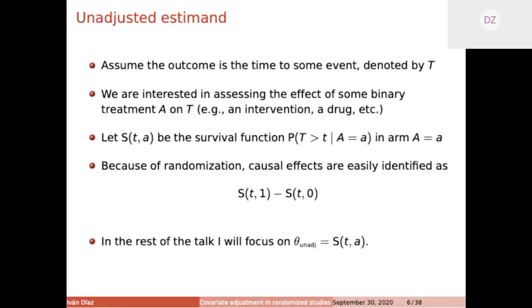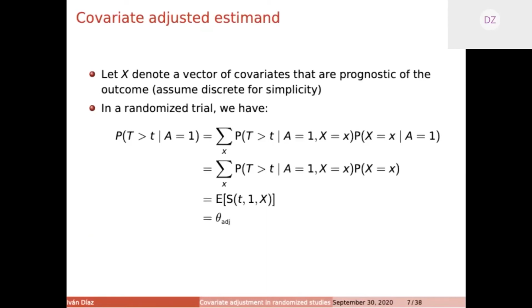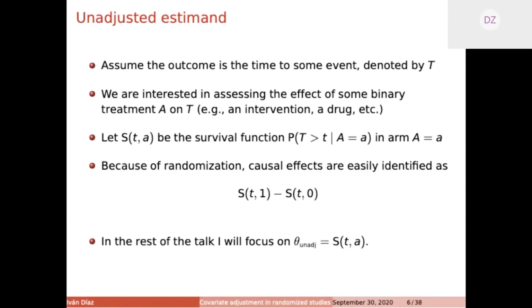functions: the survival probability at time t in treatment arm 1, contrasted with the survival probability at time t in treatment arm A equal to 0. Because of the symmetry, because we just need to contrast, I'll just focus on estimating the survival probability at t for any treatment arm A rather than the contrast. This is what we call the unadjusted estimand, right? This survival probability within treatment arm A.